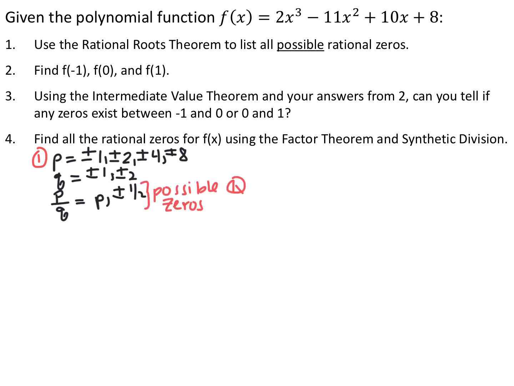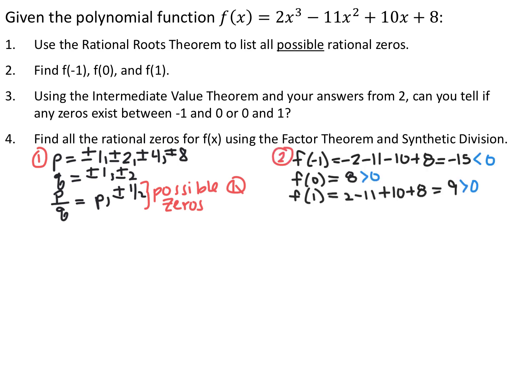So what we've done is we've taken an infinite number of possible rational numbers and reduced it down to a list of 10: 1, 2, 4, 8, and 1/2, plus or minus. That could possibly be our rational zero. So if our polynomial has a rational zero, it has to be in this list. Now I'm going to plug in -1, 0, and 1 because those are easy numbers just to plug in and evaluate to see what they give me.